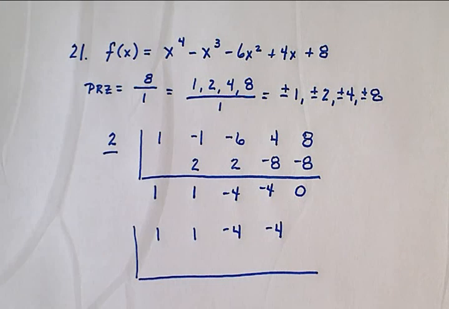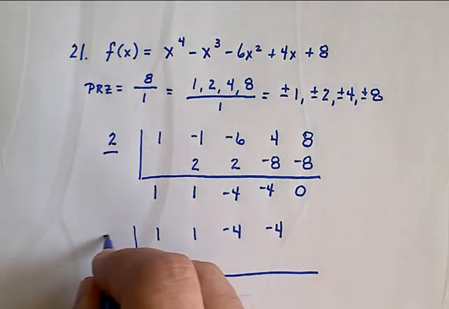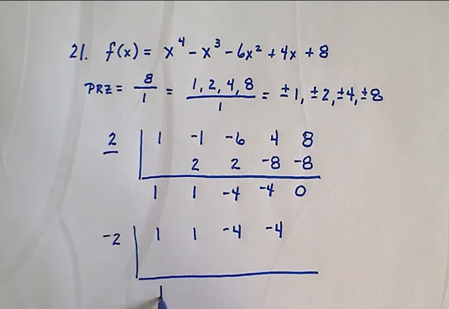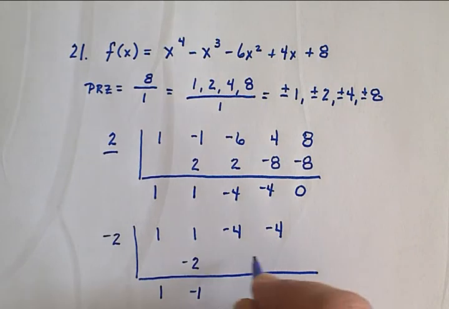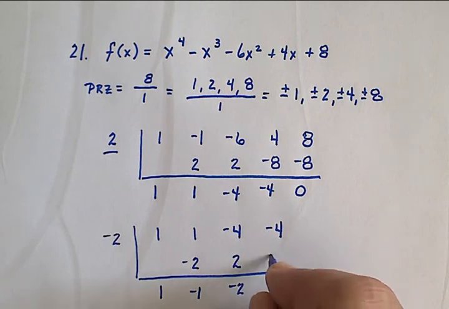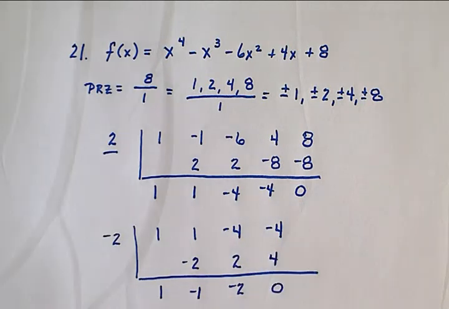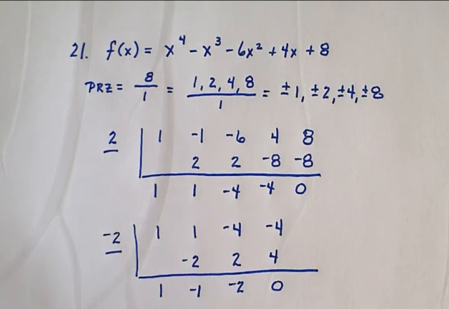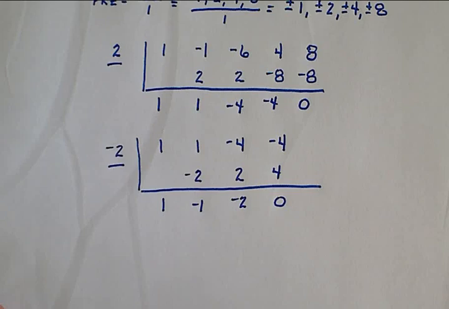So I want to take this, and I'm going to try a -2 this time. Okay, so that one also works. So I found 2 of my zeros, +2 and -2. But I also have been left with a quadratic.